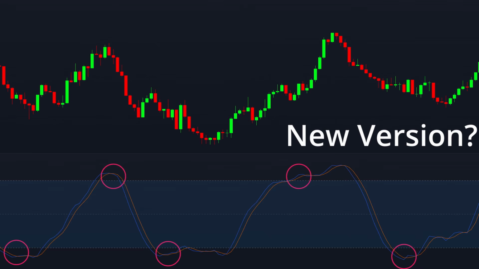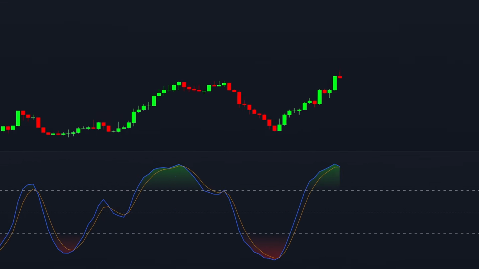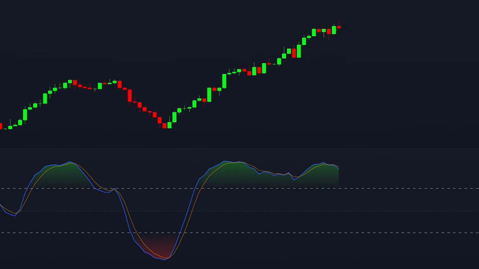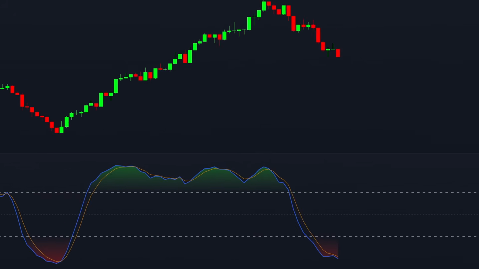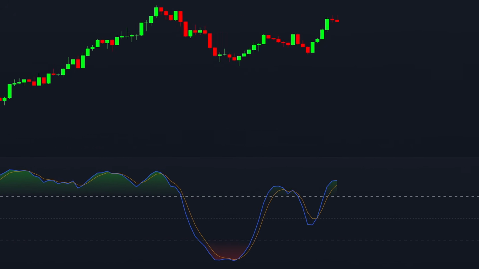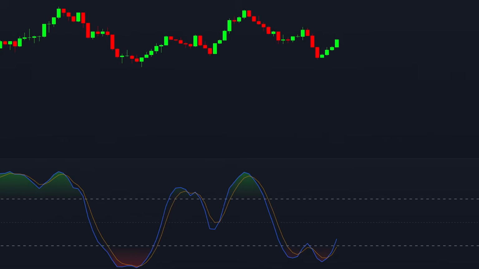Before we finish talking about strategies you can use, let's switch to the new indicator and see why it's an improvement. This is the Stochastic Momentum Index. At first glance, it looks similar to the stochastic indicator, and for the most part it is, but there are some important differences to understand.